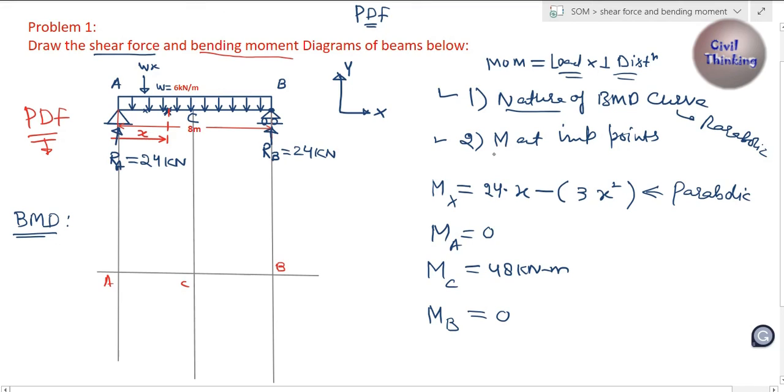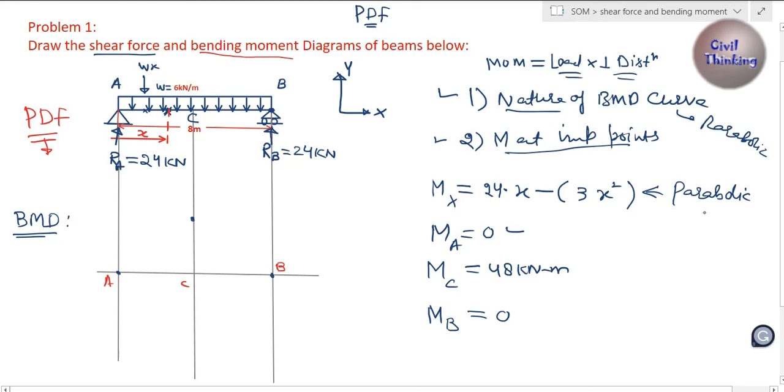Again, we found the nature of the bending moment diagram, which is parabolic, right? We also find the moment at important points, which is at A is 0, C is 48, B is 0. Okay, now at A is how much? 0, right? So I'm going to draw a point here at the baseline because this is a 0 line. Now at C is 48. Now see, 48 is positive, right? Means above the baseline. Let's say this here is 48, okay? Now at B is 0 again. I am going to mark it like this.